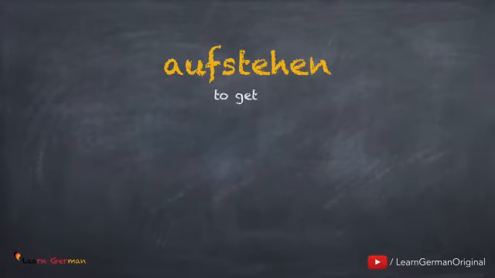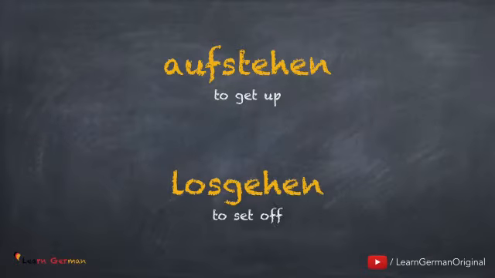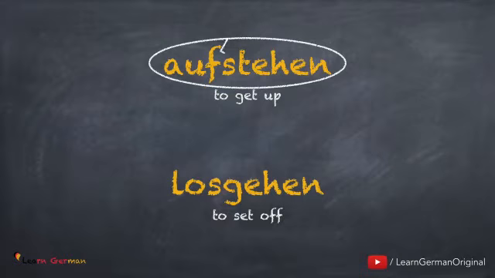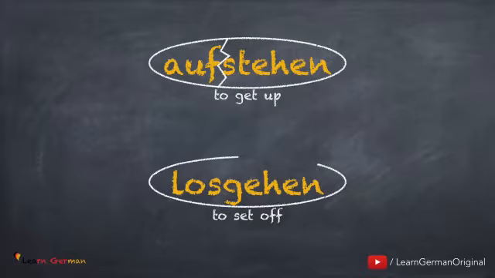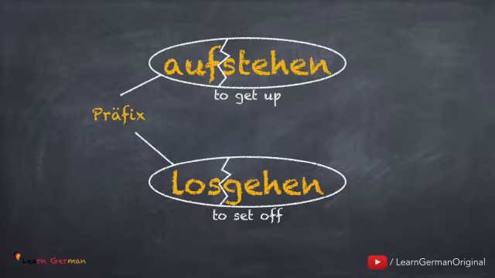So let's look at two verbs, aufstehen and losgehen. The first verb is made of two elements, auf and stehen, whereas the second verb is made up of los and gehen. In such verbs, auf and los are the prefix of the verb, whereas stehen and gehen are the normal verbs.